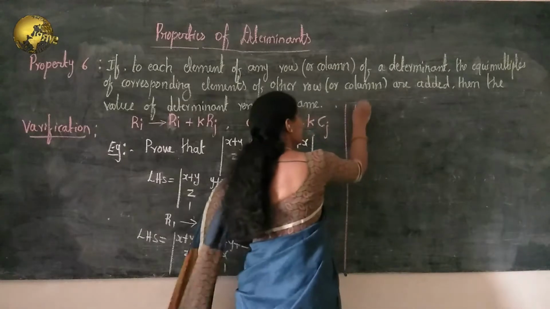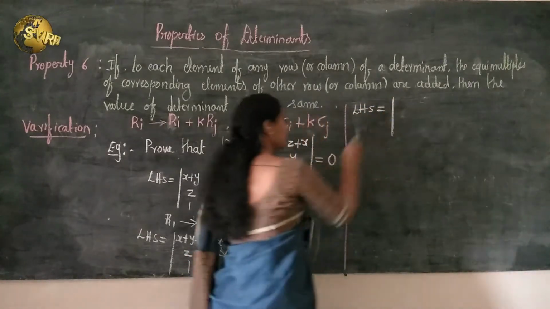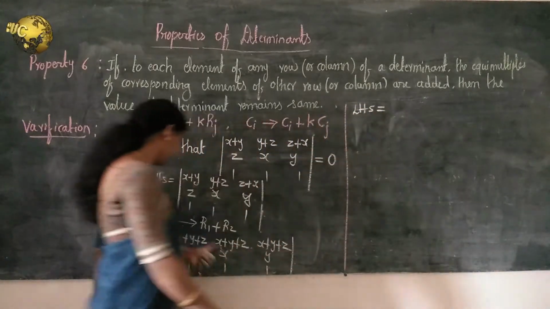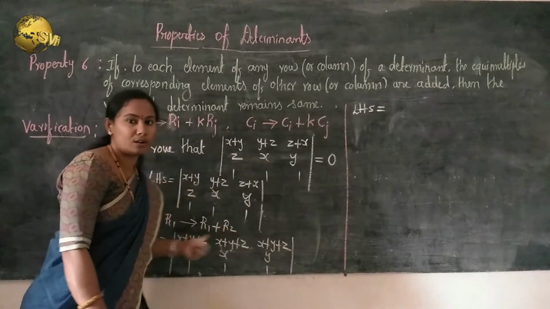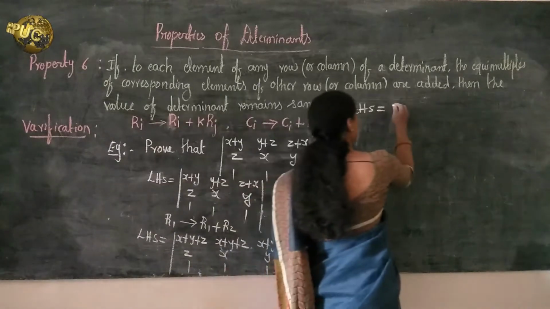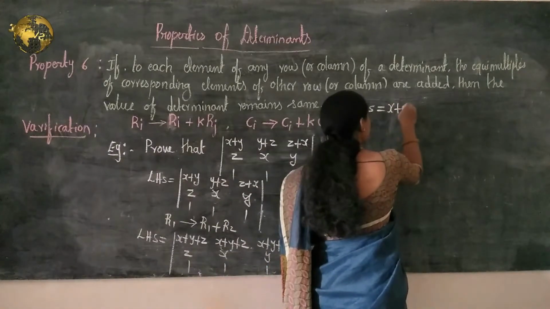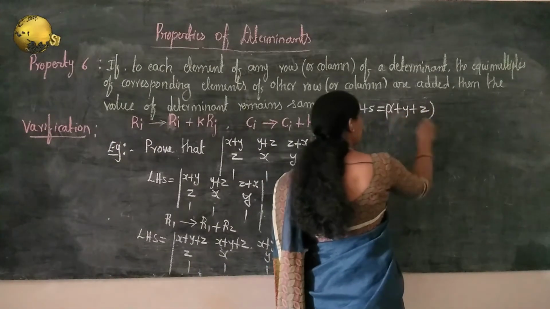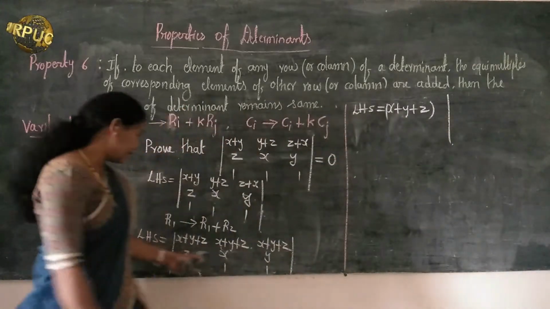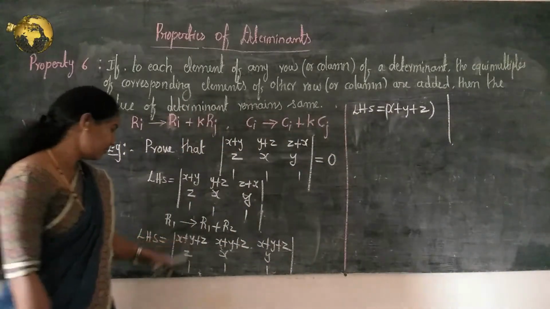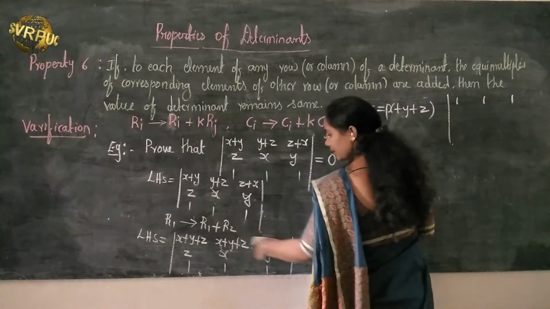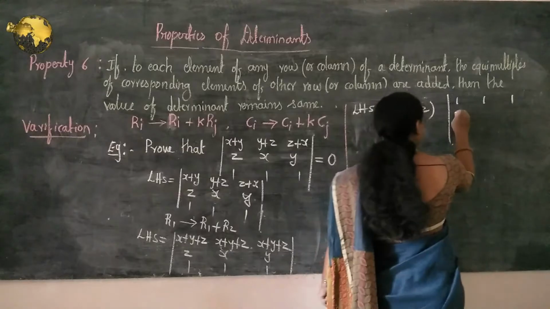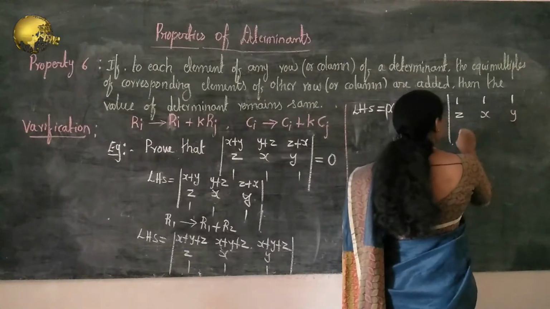The LHS becomes x plus y plus z, x plus y plus z, x plus y plus z. So all three I remove, I take the common factor, and that becomes x plus y plus z. So what is remaining in the determinant? Here 1, 1, 1, correct. So z, x, y, and 1, 1, 1.